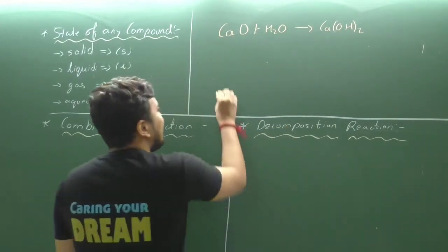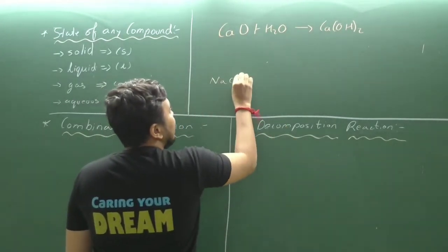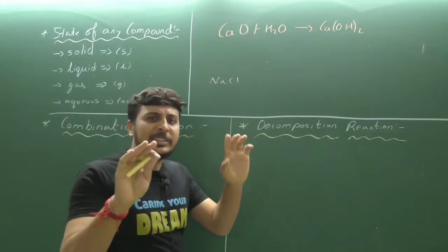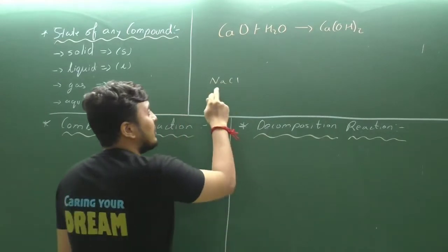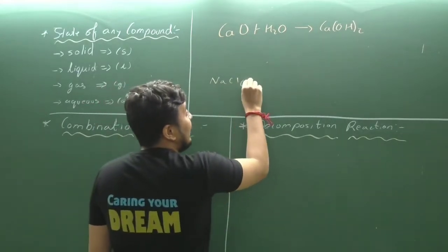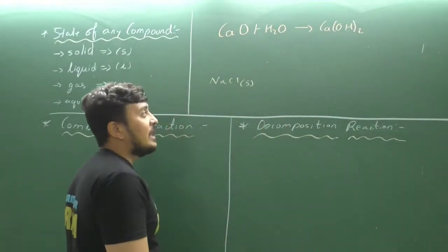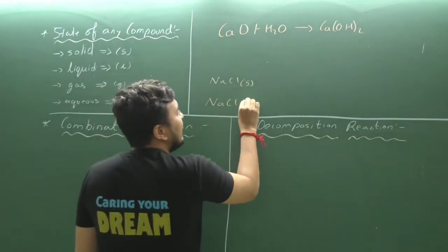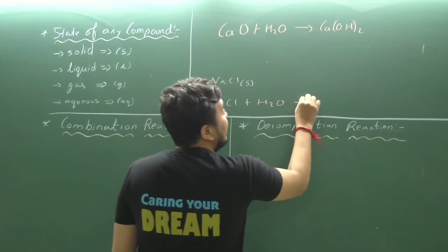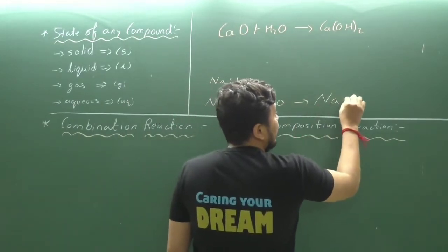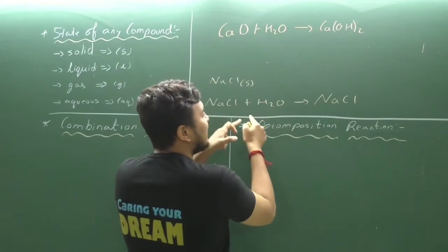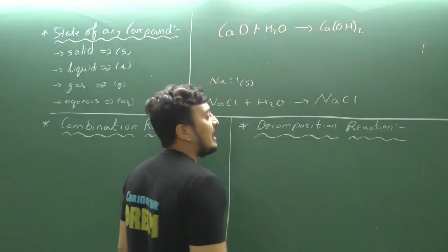For example, NaCl. It is a common salt. It is present in each and every house. Clear? So we have a common salt in our home. It is solid in state. But as and when we add NaCl into water, then it converts the water into the salt solution. Then NaCl and water combines, mixes with each other and forms the NaCl solution.